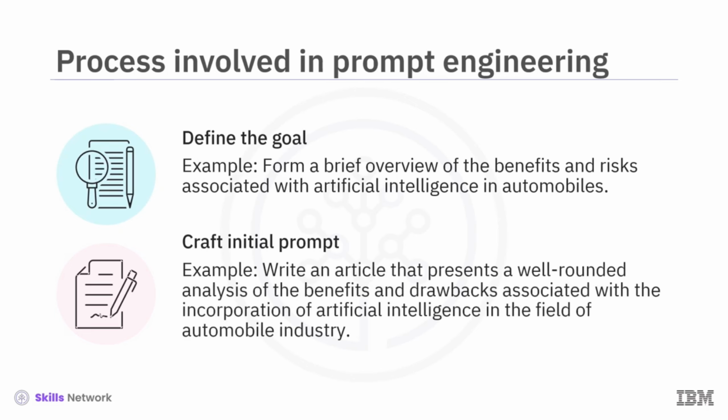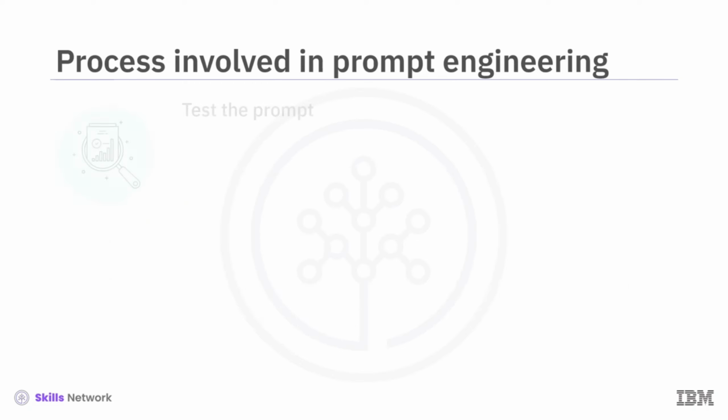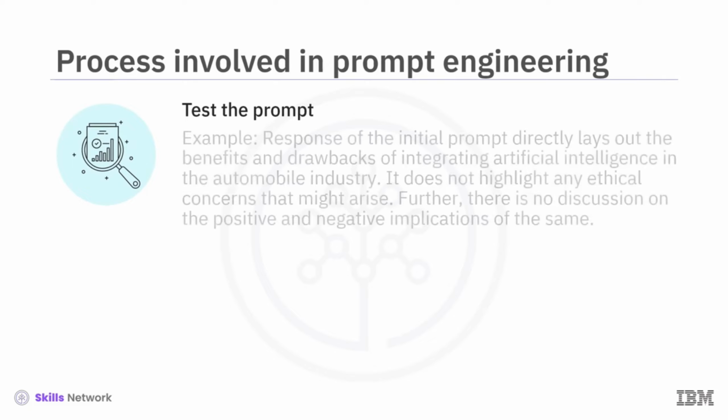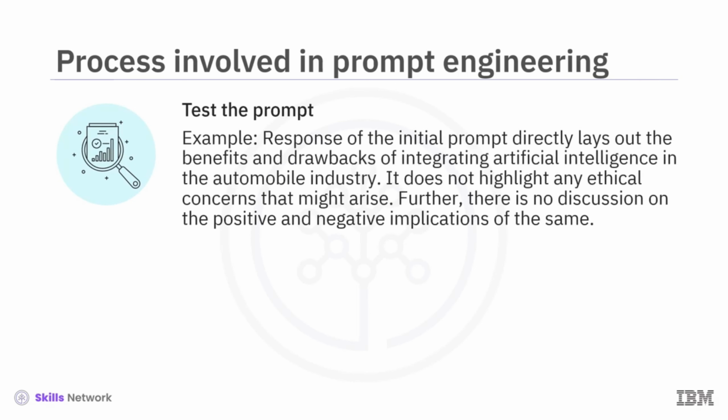For example, write an article that presents a well-rounded analysis of the benefits and drawbacks associated with the incorporation of artificial intelligence in the field of automobile industry. Test the prompt. The prompt you created should now be tested and analyzed for its response. While the response might be relevant, it could lack the distinct perspective you are aiming for. For example, the response to the initial prompt directly lays out the benefits and drawbacks of integrating artificial intelligence in the automobile industry. It does not highlight any ethical concerns that might arise. Further, there's no discussion on the positive and negative implications of the same.